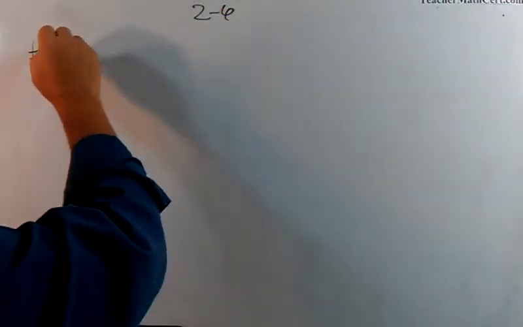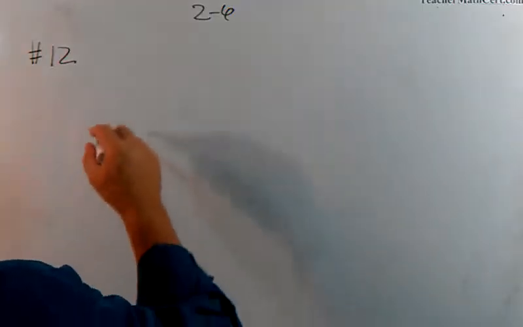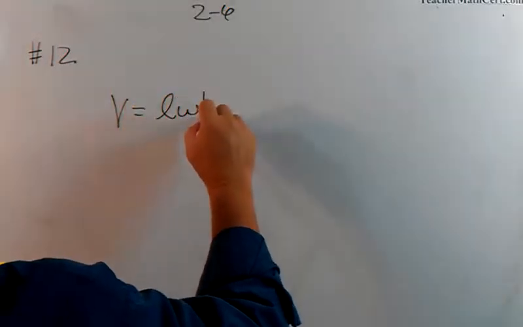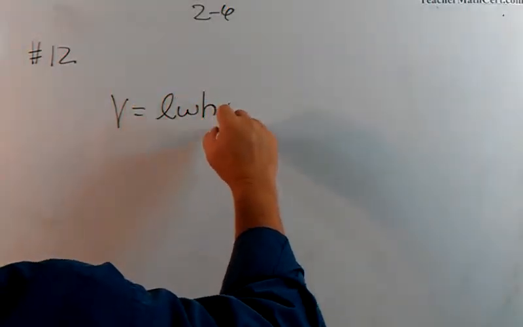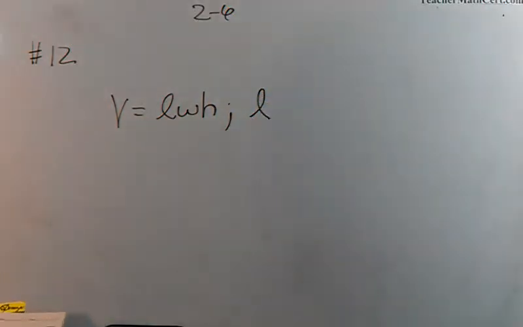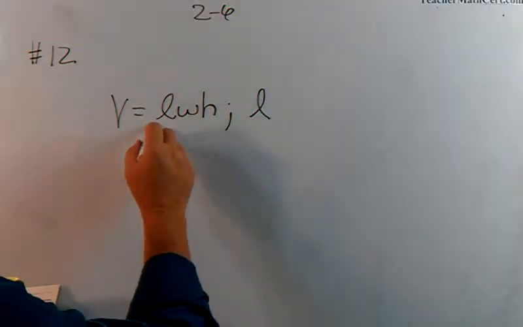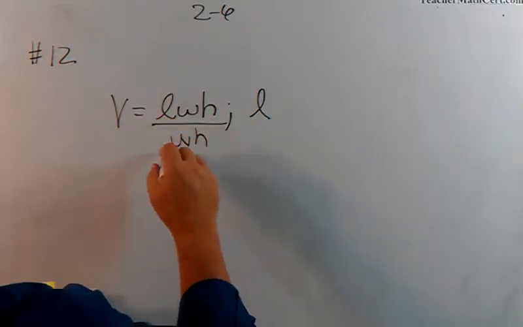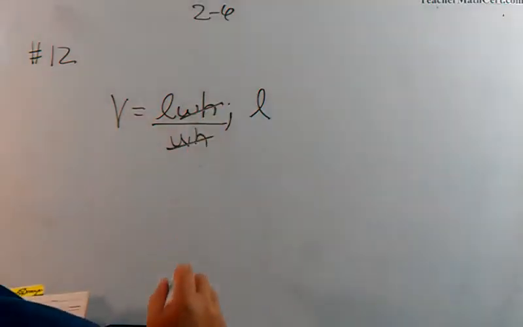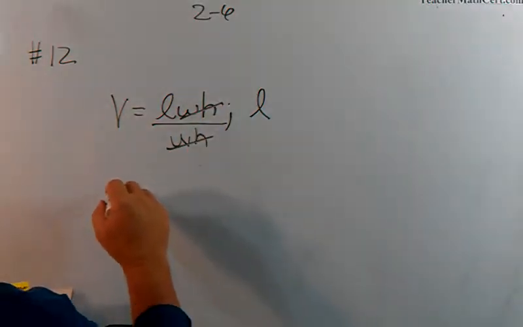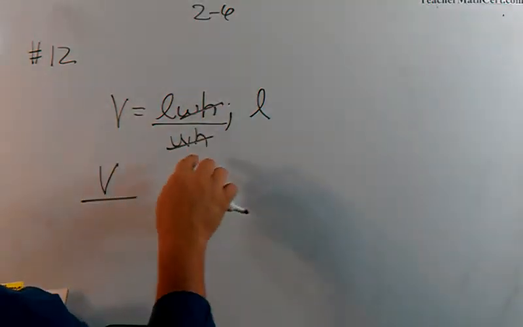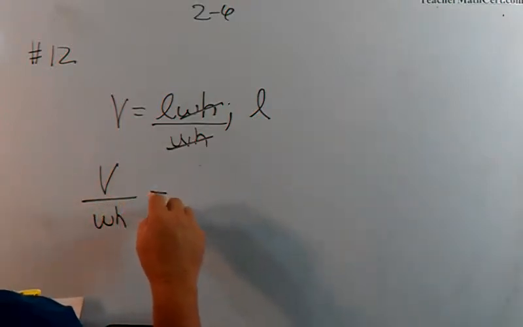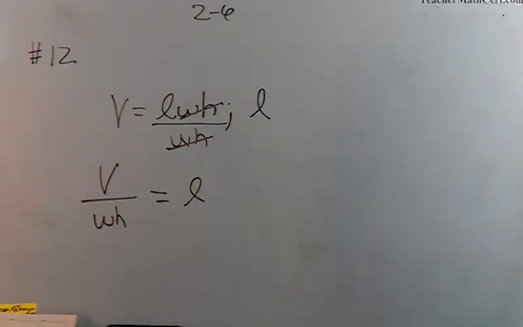12. V is equal to L, W, H. L we're solving for. Okay, so we want to get L by itself, so we divide both sides by what? WH. That W, that H are going to cancel. And we've got V. What do we do to this side? We divide it by WH. So there we have it. And that is L.